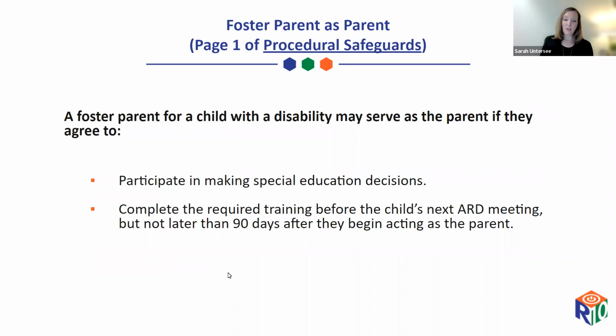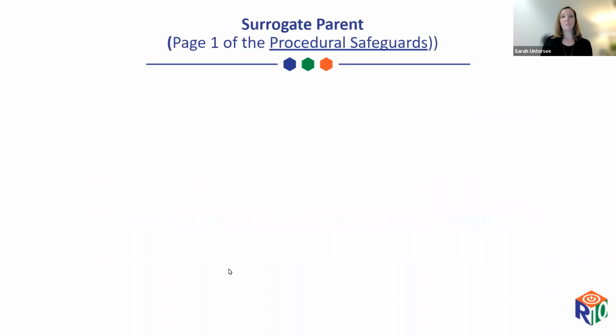Our safeguards start out with foster parents, on page 1 of the safeguards. A foster parent for a child with a disability may serve as the parent if they agree to participate in making those special education decisions and complete the required training before the child's next ARD meeting, but not later than 90 days after they begin acting as the parent.